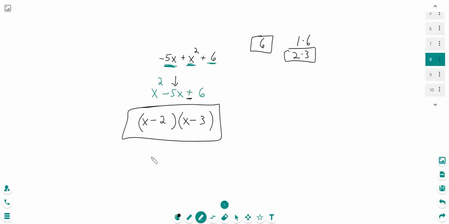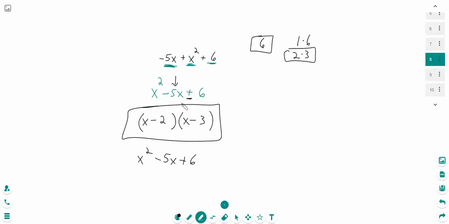And if we check this, we'll find that it's going to be equal to x squared minus 2x minus 3x, which is minus 5x, plus 6, which works out. Okay? Very good. All right, so hopefully this is kind of starting to come together for you.